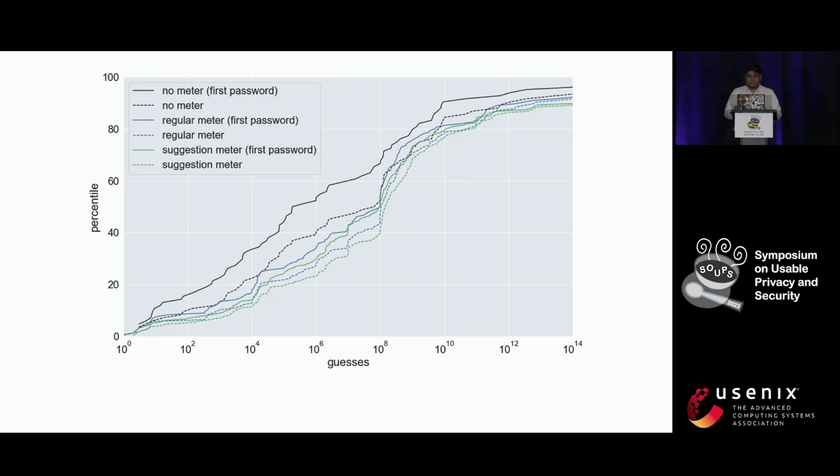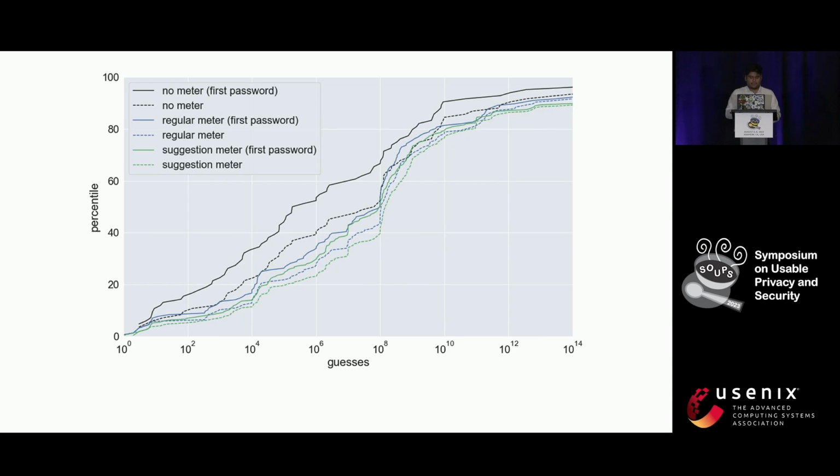Once again, we have the password strengths. So we have the initial password strength and the final password strength. And in the x-axis again, we have the number of guesses it would take for a password to be cracked. So in this case, again, the lower amount of passwords cracked, the stronger they were.